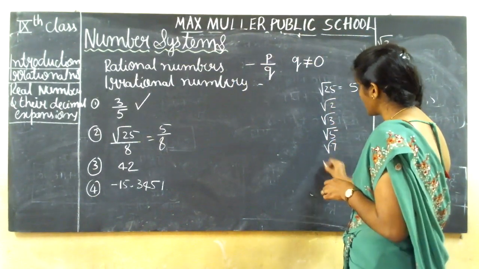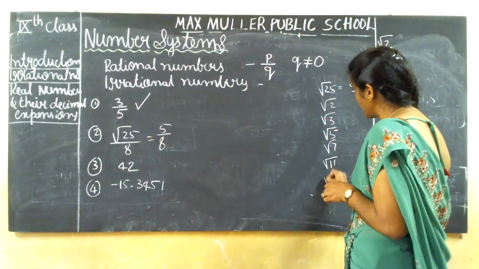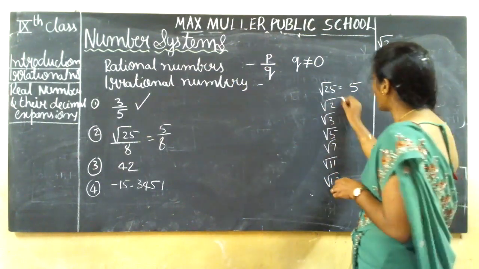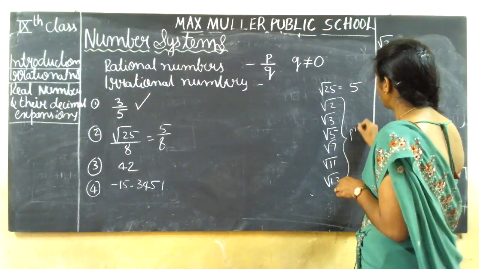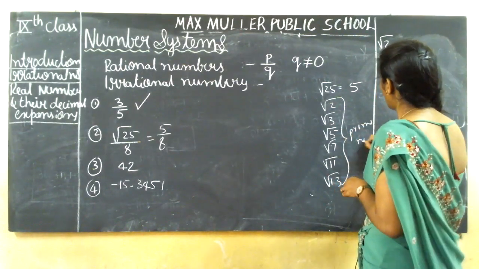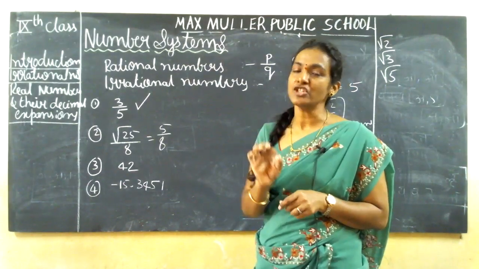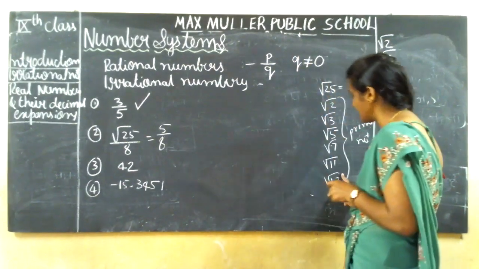Root 7 is an irrational number. Root 11 is an irrational number. Root 13 is an irrational number, and so on. These all are what? Prime numbers. What is my intention in telling you about prime numbers here?